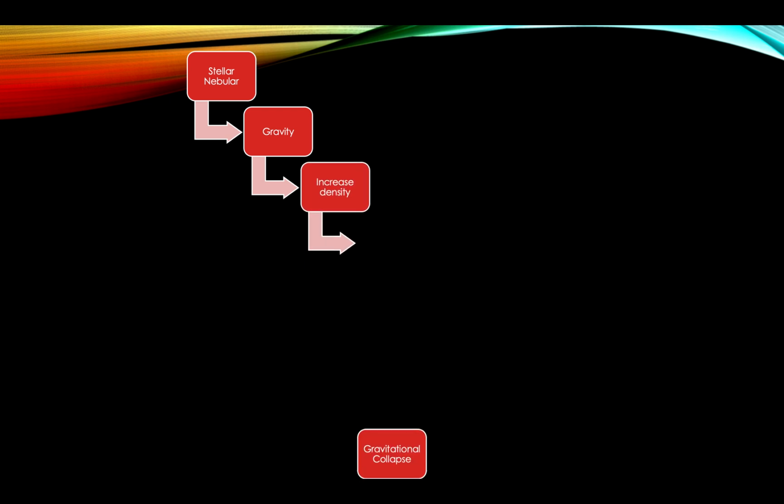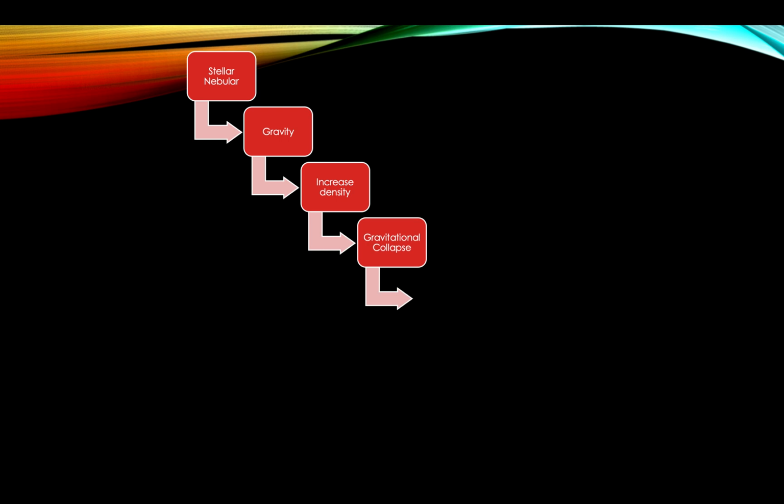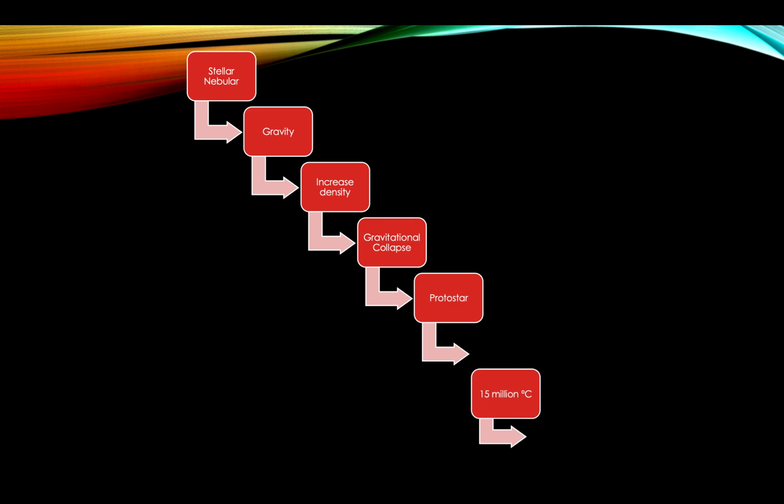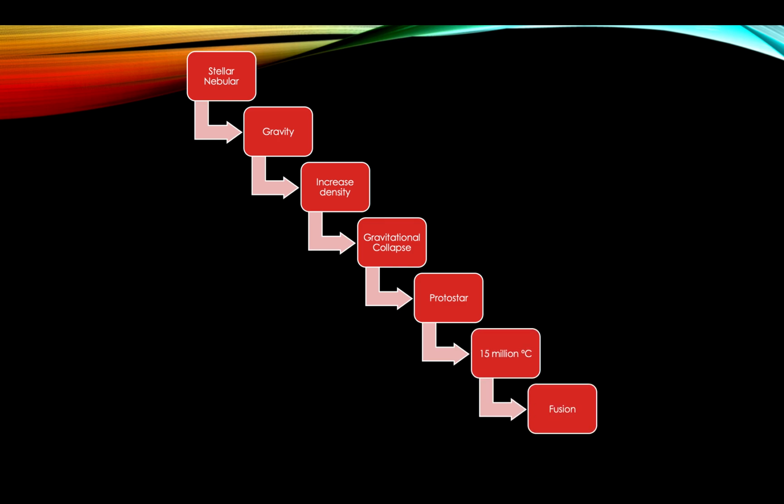Okay, here's a wee flow chart just going back through those. So we start out with stellar nebula, then gravity pulls that dust and hydrogen gas closer together. Density increases. Hydrogen starts to spiral inwards in a process called gravitational collapse. We have a very hot core called a protostar. And once you hit 15 million degrees, nuclear fusion can start, and that's whenever you have a star created.